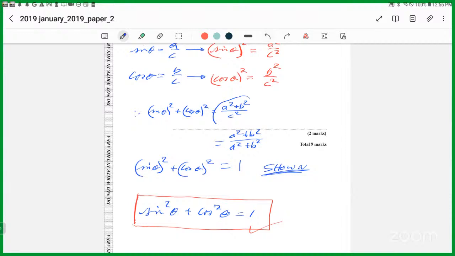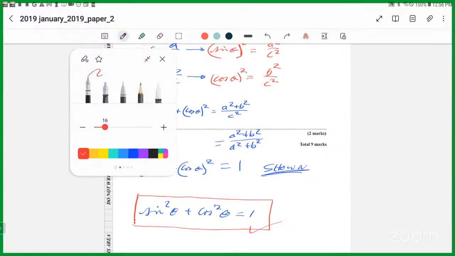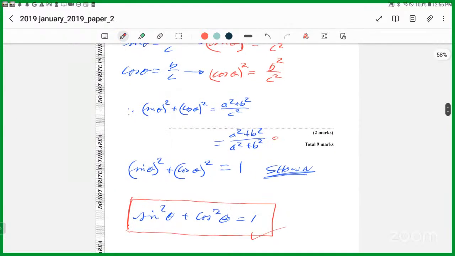Remember, right here, we could have also changed this to C squared. So, in brackets, we could put C squared over C squared instead of A squared plus B squared over A squared plus B squared. C squared over C squared is still equal to 1, and you get 1 right there.